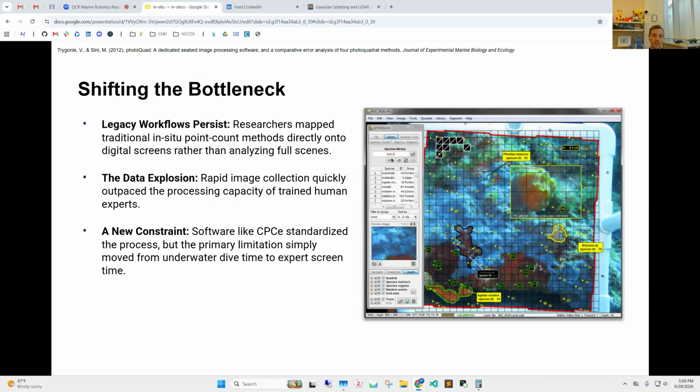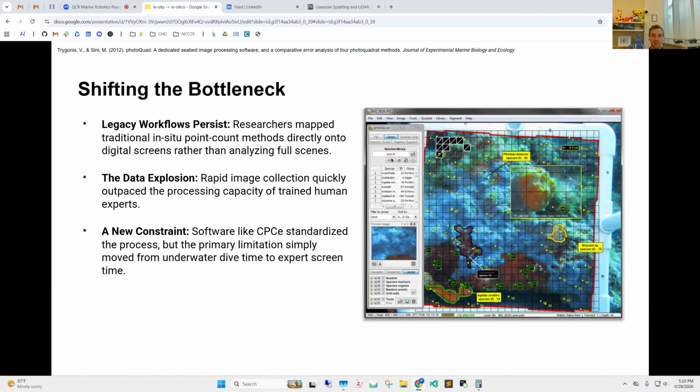But an important note to make here is what didn't change when cameras were first introduced. Ecologists essentially took their old in-situ techniques and mapped them back onto the digital photograph. You can see here in this image with PhotoQuad, the foundational unit of analysis was still the sample point. It's not really the entire image. We're not painting the image to create contiguous maps. And while photography solved the previous underwater time limits, it did trigger the beginning of a massive data explosion that we're still dealing with now.